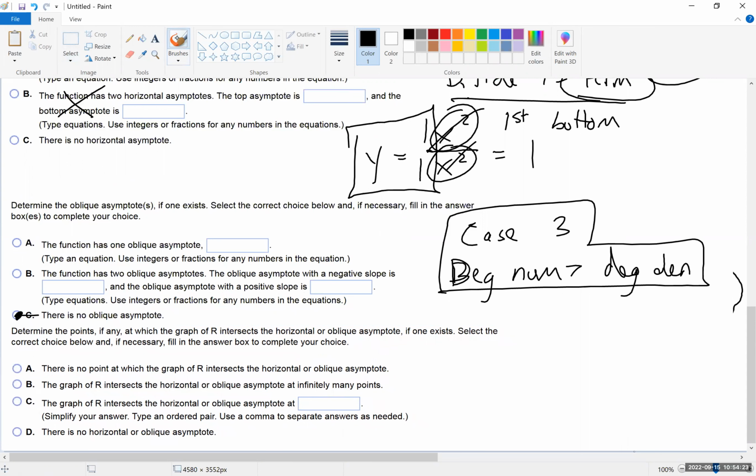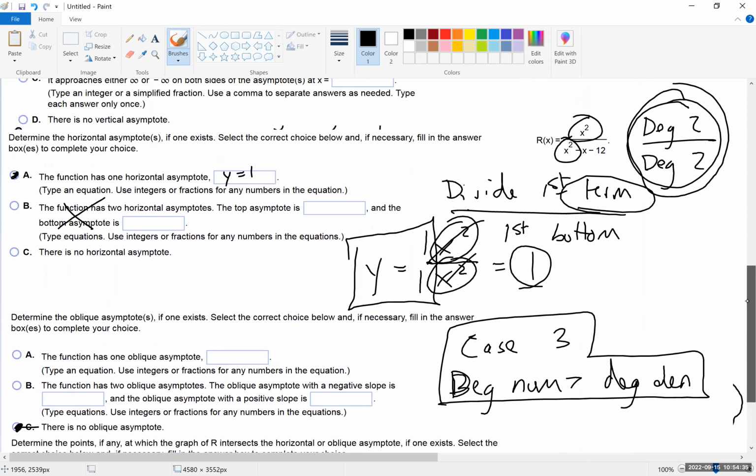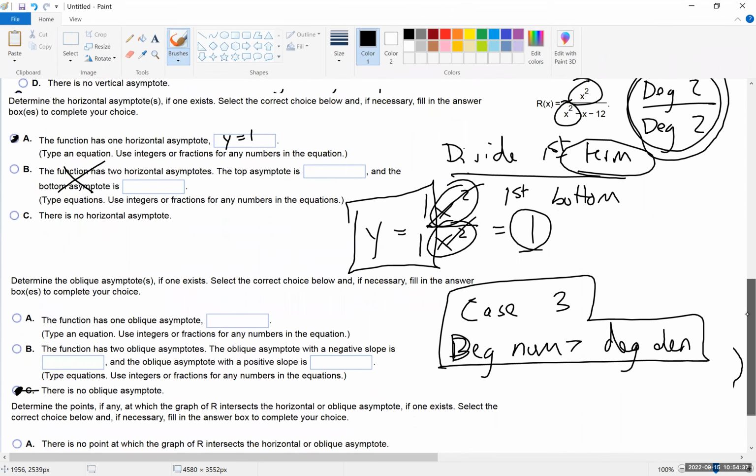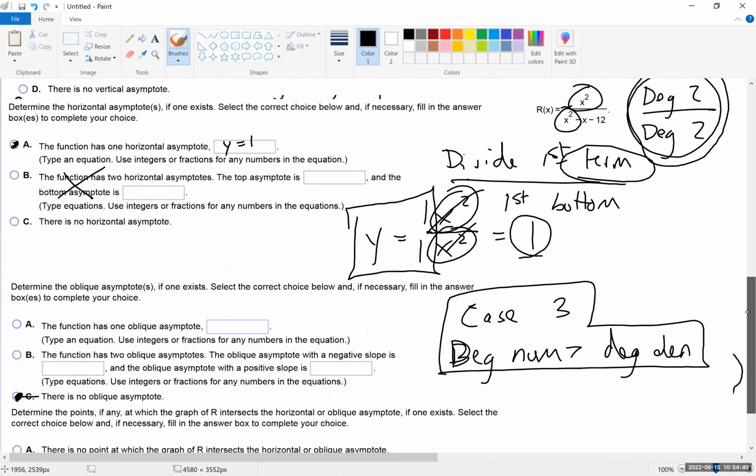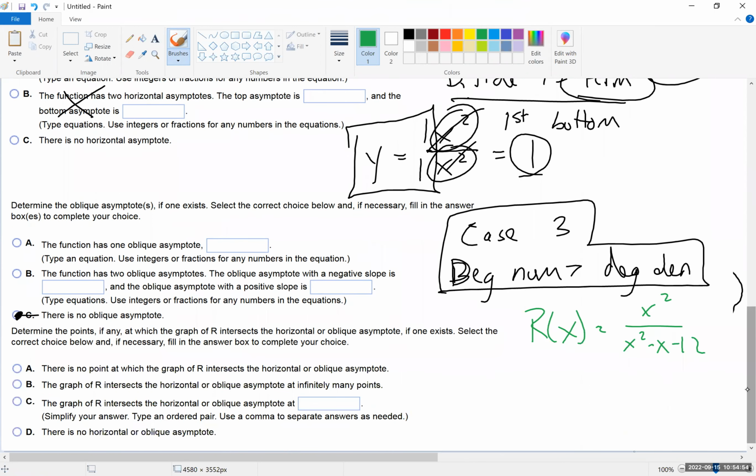But here's the next part. Determine the points at which the graph intersects the horizontal asymptote. The horizontal asymptote is y equals 1. So that means that we need the function to be equal to 1. So what we're going to do is take this form right here. I'm just going to rewrite it real quick. R of x is equal to x squared over x squared minus x minus 12. And then we need R of x to be 1.